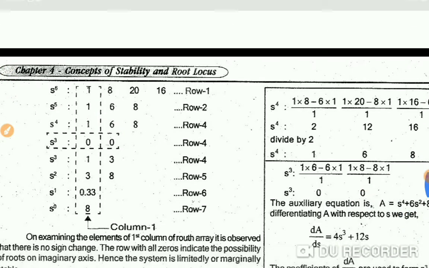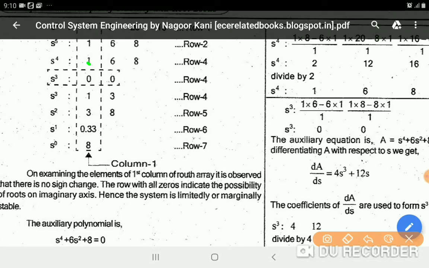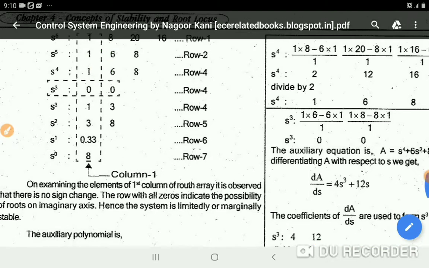Then, as per the procedure we followed in case 1, we need to follow here also to get s cube. How to find s cube? Consider here 1 into 6 minus 6 into 1 divided by 1, which gives 0. Here 1 into 8 minus 6 into 1 divided by 1, which gives the value of 2. Then for the next case we need to consider this column and this column. 1 into 20 minus 8 into 1 divided by 1 gives 12.